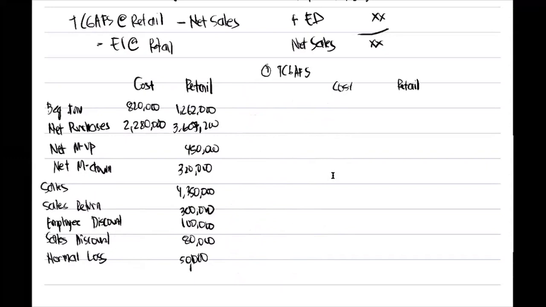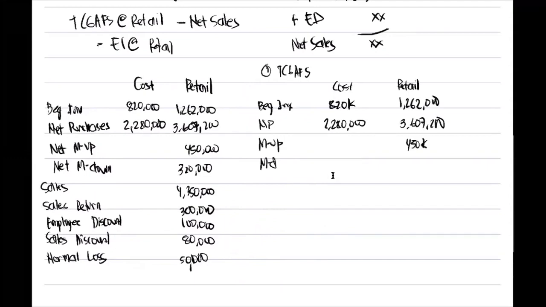Okay, so we have here beginning inventory, 820,000 and 1,262,000. We have your net purchases of 2,280,000 and 3,607,200. We have your net markup of 450,000 and net markdown of 320,000. After that, we can already compute for your total cost of goods available for sale.